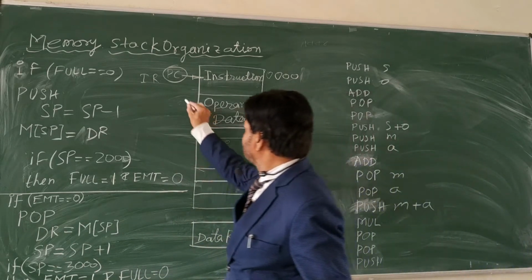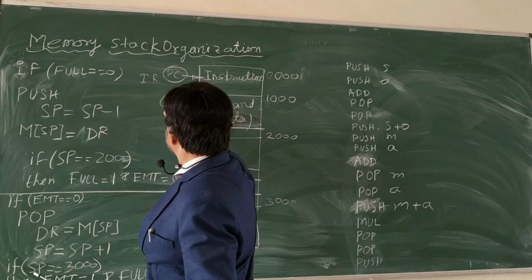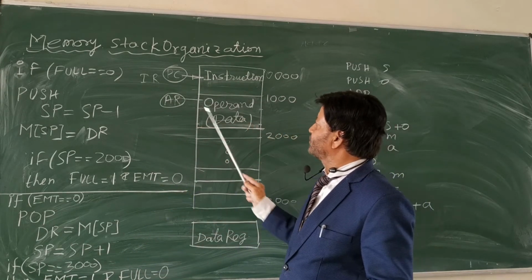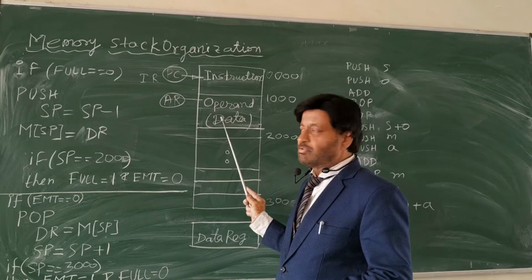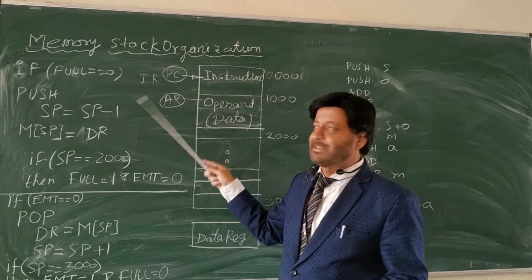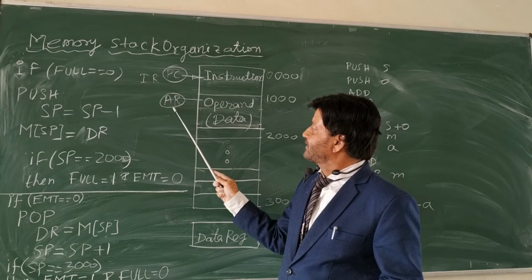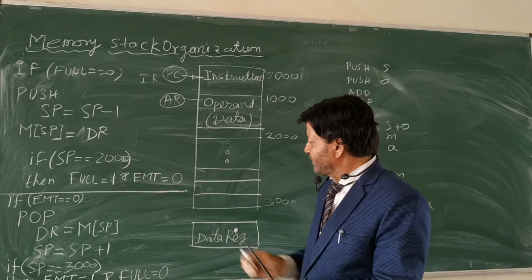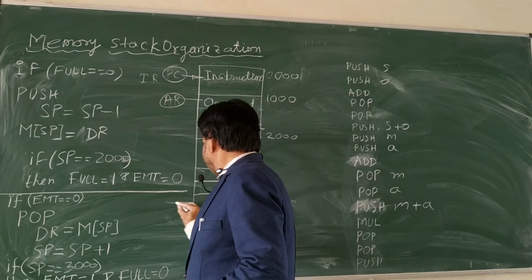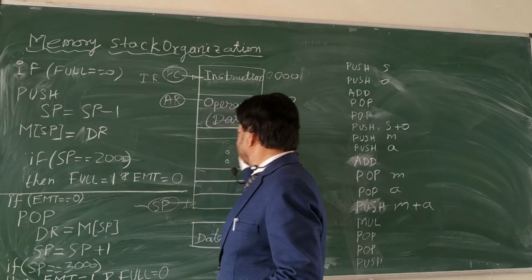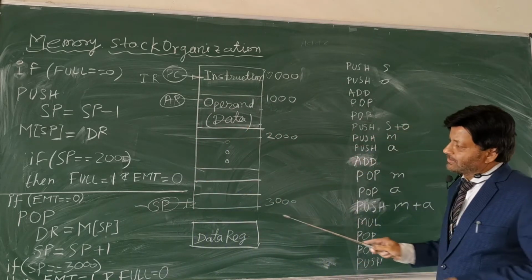Similarly, we have another register, the address register. So what does the address register do? The address register keeps the address of the operand. Whenever you fetch the instruction, you will get the address of the operand, and that will be kept in this address register, and the operand will be retrieved. Now another pointer we are having is called the stack pointer. It is for the stack. Okay, so this is the stack.